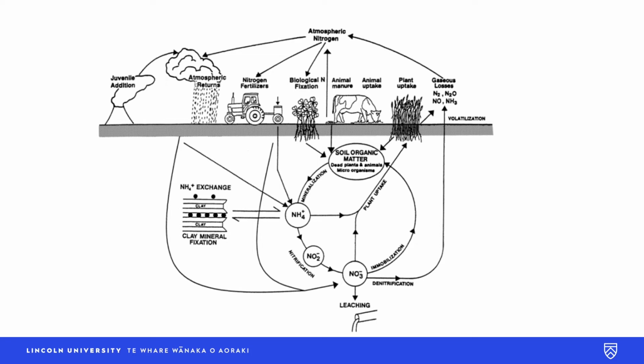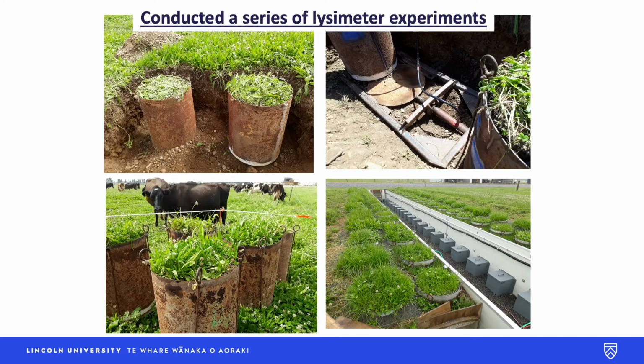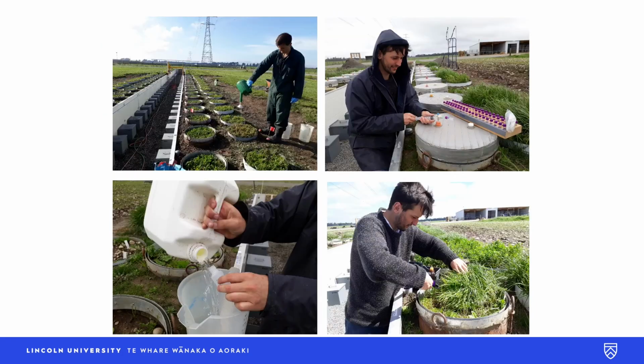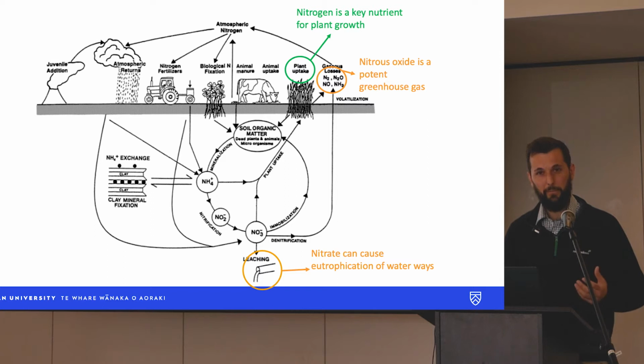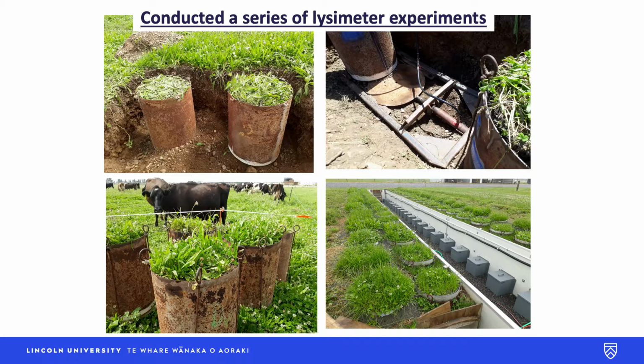So why is nitrogen so important? Nitrogen, as we know, is essential for plant growth. However, there are some issues with it. Nitrate can be lost into the waterways, causing eutrophication. And nitrogen can also be lost as nitrous oxide, a potent greenhouse gas and an ozone-depleting substance. So we want to keep that nitrogen in the soil for farmers, for plant growth, and reduce those environmental impacts. So we want to study ways of how we can reduce those losses.